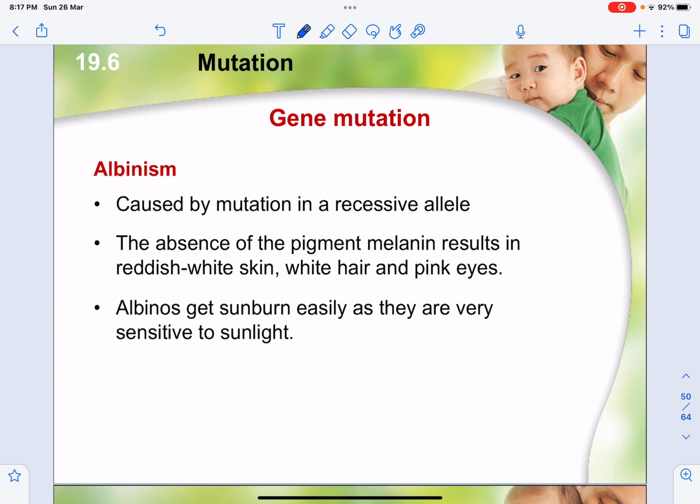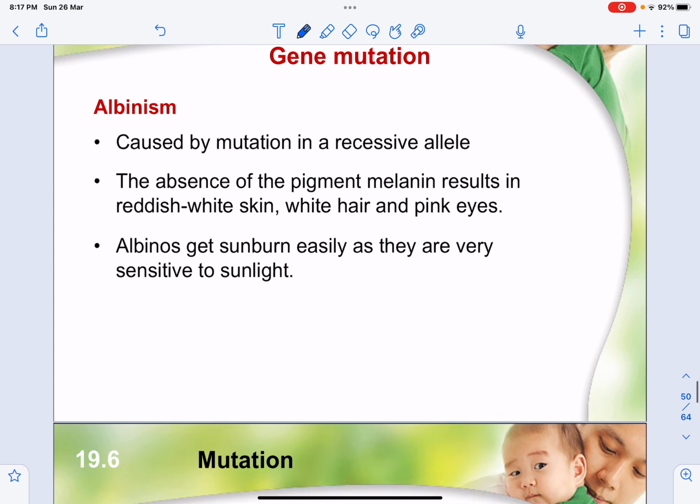Albinism is basically a gene mutation that is the result of a recessive allele, and albinism is the absence of the pigment melanin, which results in the skin being reddish white. You can also have white skin and also pink eyes. So albinos tend to get sunburn easily as they are very sensitive to sunlight. An example is the white tigers. White tigers are an example of albinism kind of genetics.